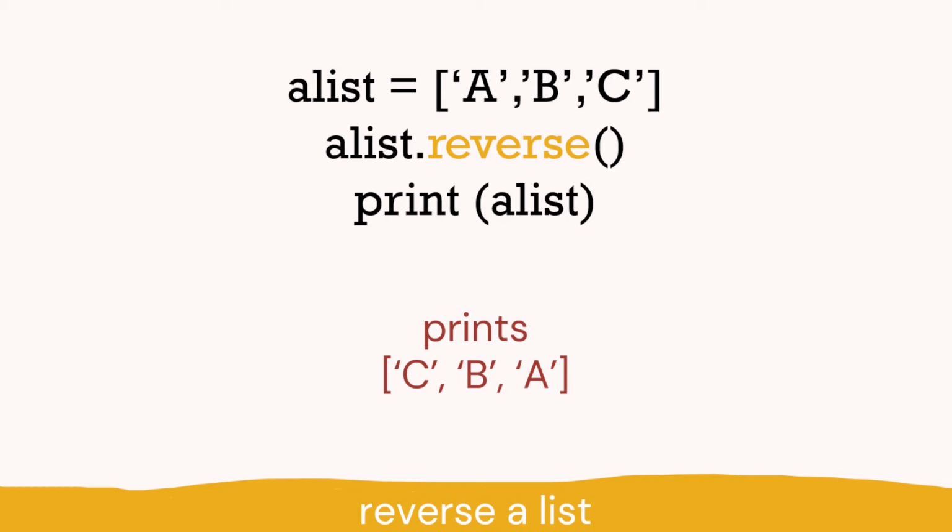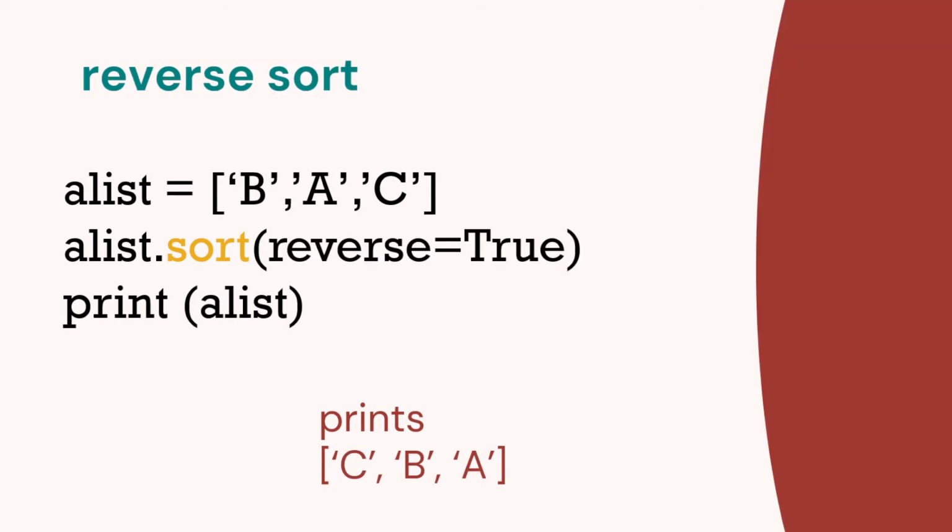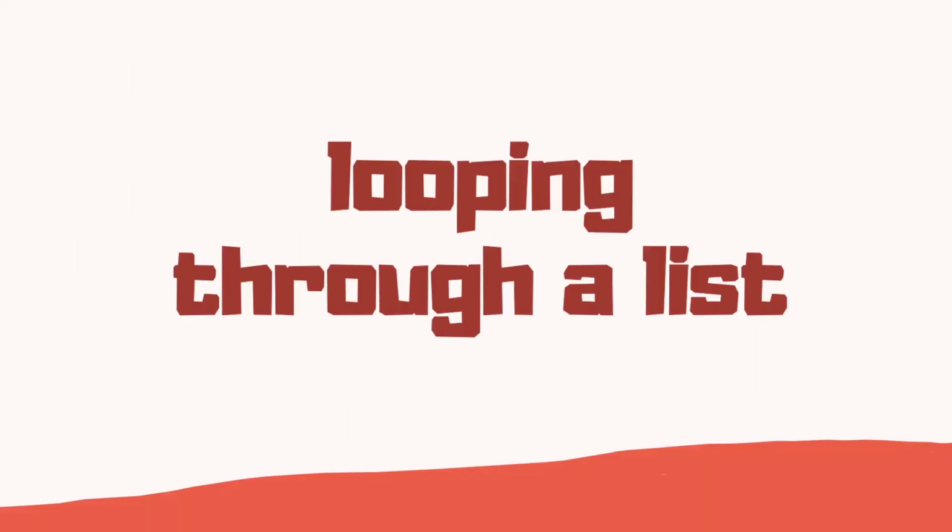Reverse does what you think it does. So now ABC goes to CBA. We've got sort, which does, as you'd imagine, from BAC sorts them to ABC. So that will sort in order. Be careful with uppercase and lowercase letters though. Here we've got sort, but reverse is true. So now when we sort them, BAC goes to CBA. So they're in order but reversed.